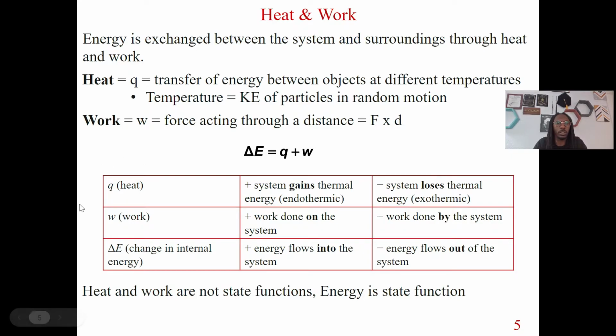The transfer of energy. Your W is your work. If work is being done on the system, so the work is being done on that chemical reaction, you're going to have a positive work. If work is being done by the system, so your chemical reaction is doing the work, you're going to have a negative work. Depending on how these two interact, that's going to impact your change in internal energy. If you have a positive internal energy change, energy is flowing into the system, your chemical reaction. If you have a negative one, it's flowing out of the system.